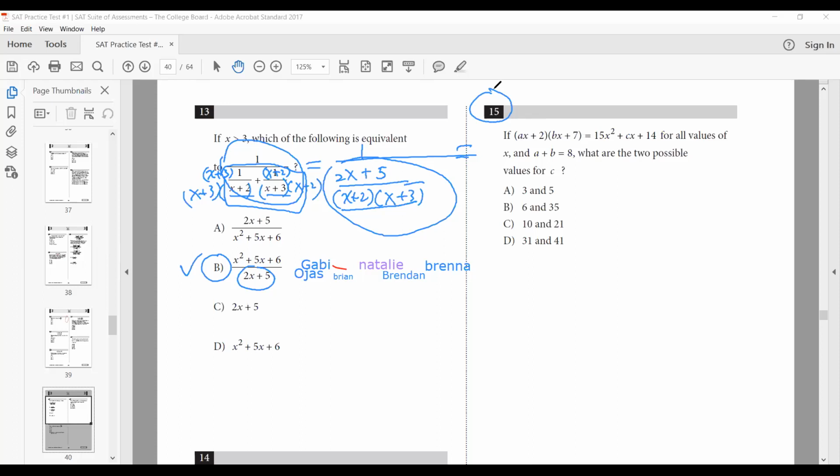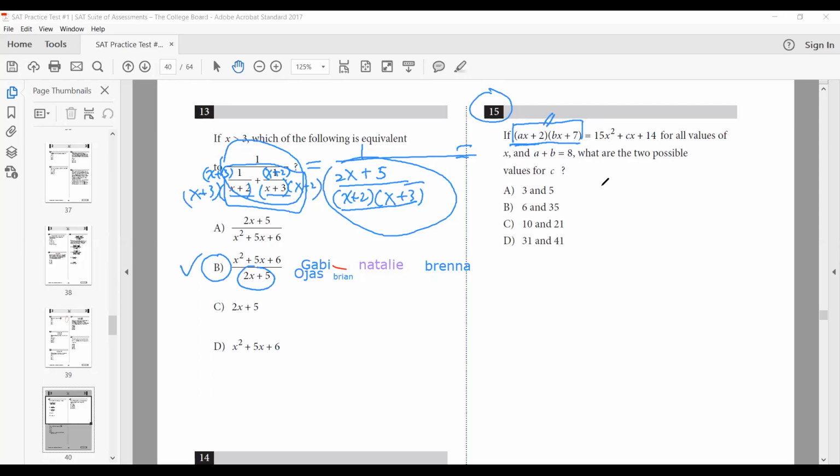All right, let's just save time. I didn't let you guys do it, so let's do it together here. Let's see what this question is talking about. This one is a polynomial product, so we can easily do the distribution part. Let's distribute this part first. This polynomial product equals this part for all values of x, and a plus b equals 8. What are the two possible values of c?